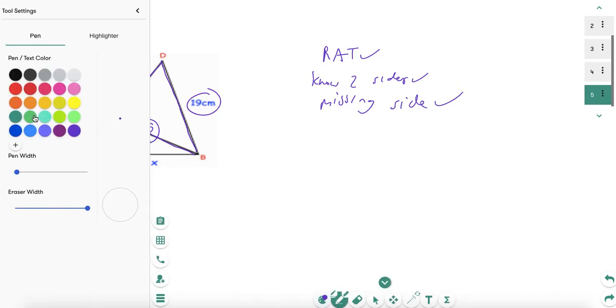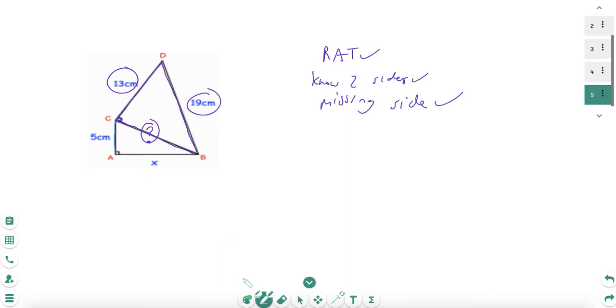All right. So I'm going to redraw this top triangle myself. So this side is 13. This side is 19 centimeters. We're trying to find this side. All right, guys. And this is side point D, C, and B.